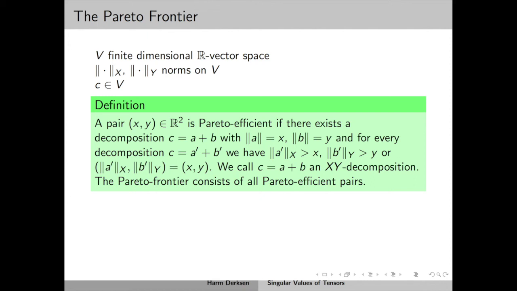So there's this general context where we have a vector space, let's say finite dimensional, and we have two norms on this vector space, say norm x and norm y. And then we can try to do the following. We have some vector c, and we want to decompose it as a plus b, where a has a small norm with respect to x. So there should have been an index x here and an index y. Sorry about that. So a has small norm with respect to x, and b has small norm with respect to the y norm.